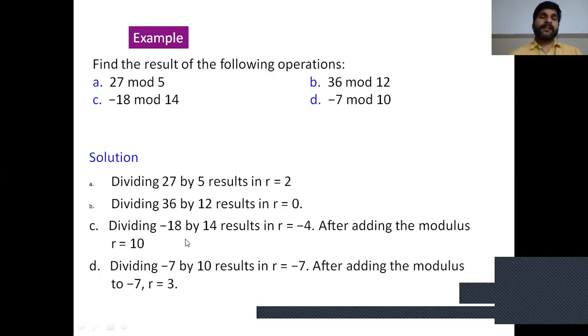It means minus 18 equals 14 times minus 2, which is minus 28, plus 10 equals minus 18. So the remainder r equals 10. Next, dividing minus 7 by 10: minus 7 equals 10 times minus 1 plus 3, according to qn plus r. So the remainder r equals 3.